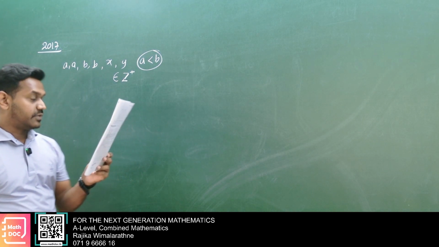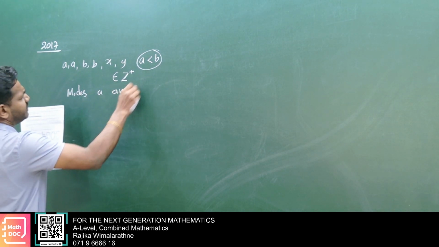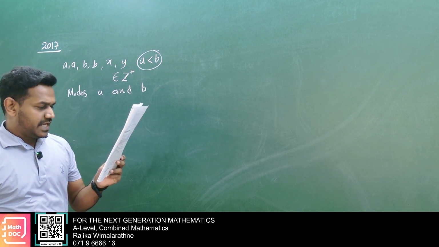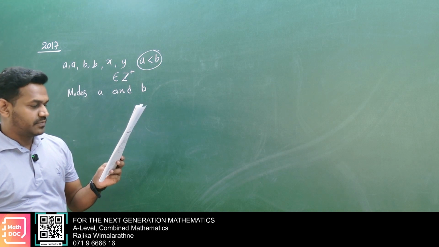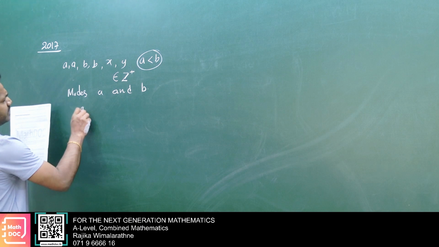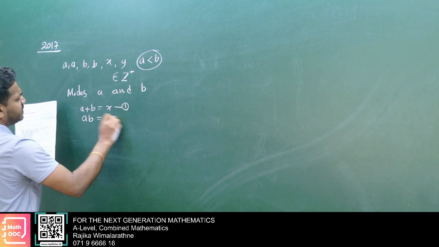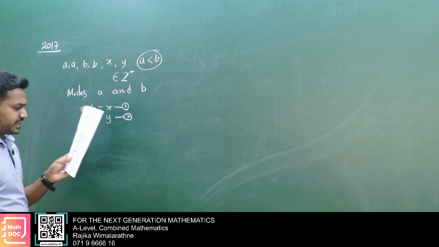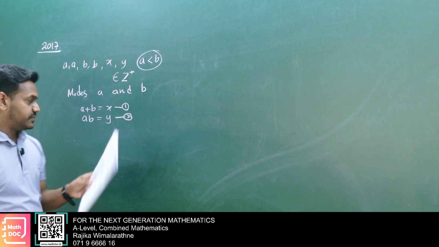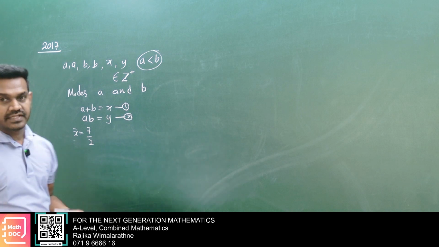What are the modes of the 6 observations? The modes are A and B. Here we have 2 modes, A and B. It is given that the sum and the product of these modes are X and Y. Then A plus B equal X, AB equal Y. The mean of the 6 observations is 7 over 2, mean x bar is 7 over 2. Find the values of A and B.